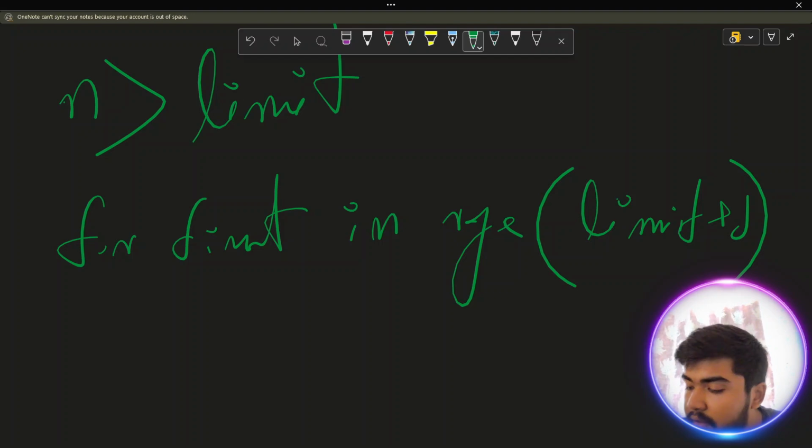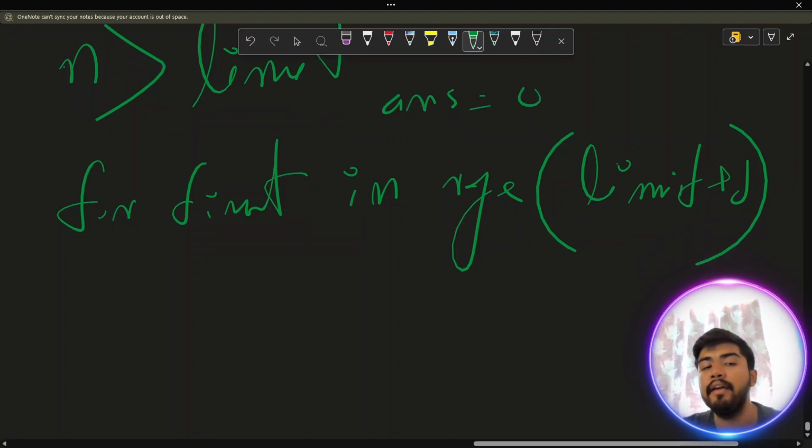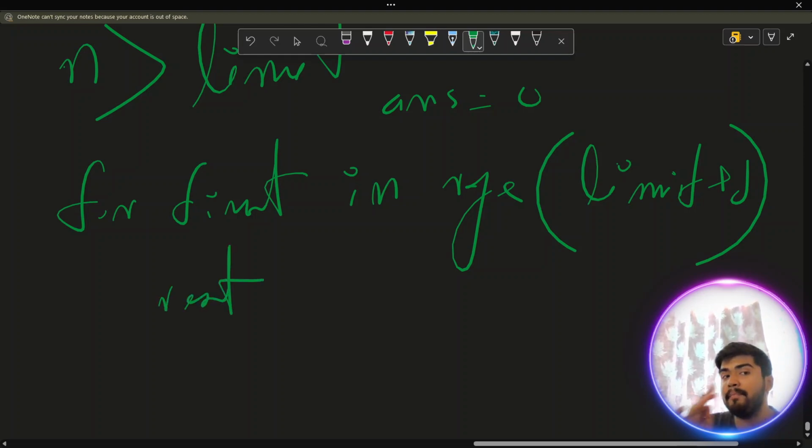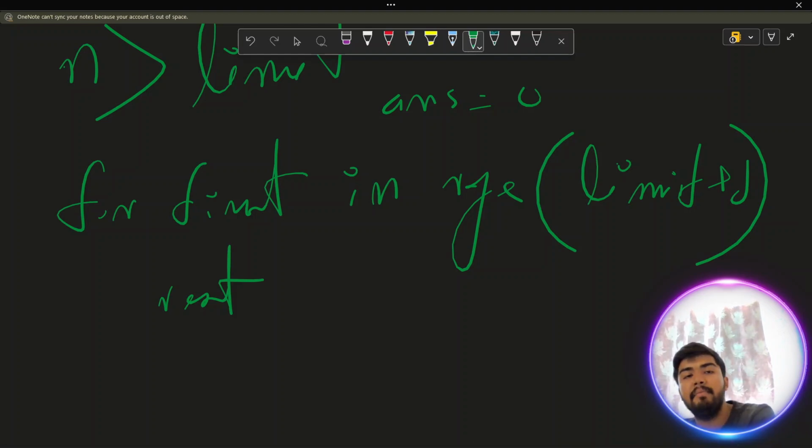And before that, you can define your answer to be 0. That is, I think you guys are already doing. And now, what is the rest 2? Previously on the brute force, you remember I wrote another for loop for second in range from 0 to limit plus 1. That is going to take big O of n square. But we are not allowed to do so, because that is going to take quadratic complexity.